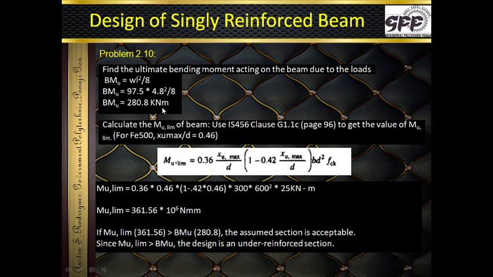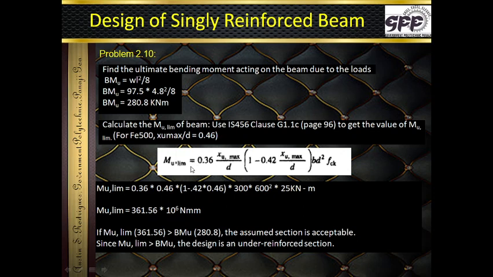It's a huge amount of bending moment, 280.8 kilonewton meter, which is coming on the beam. That's the ultimate bending moment. Going to the next step, calculate the capacity of the beam to resist the bending moment. Can it resist a bending moment of 280.8 kilonewton meter? Let us have a look at that. So use Table G1.1c, page 96, to get the value of Mu limiting. For Fe500, we have been given on page number 70, XU max by D is 0.46.